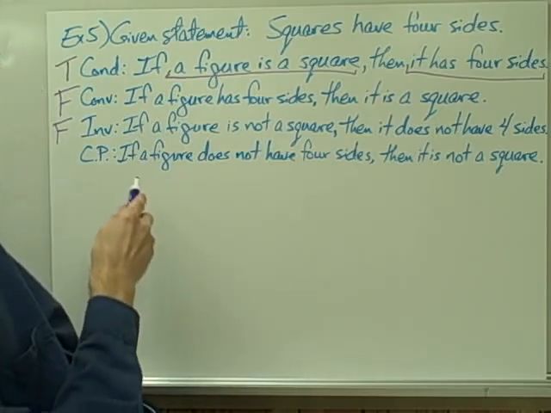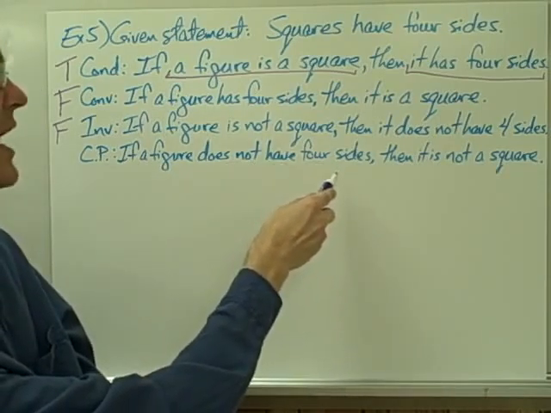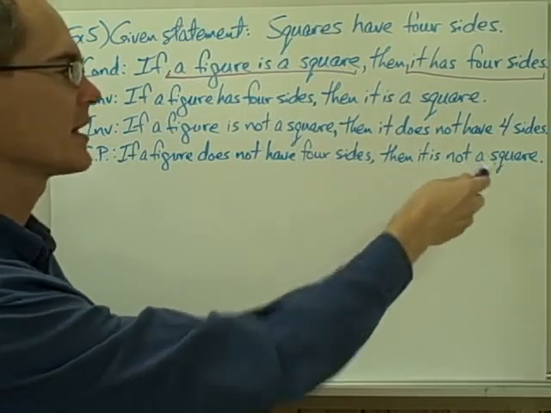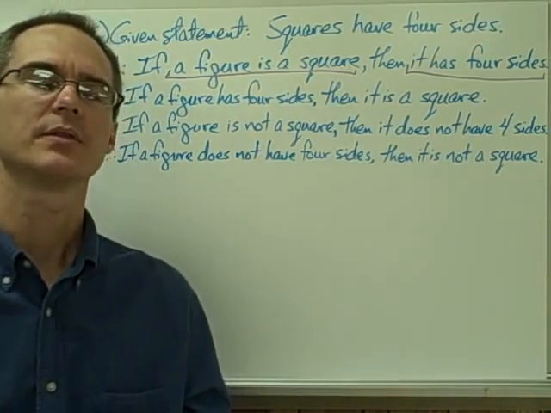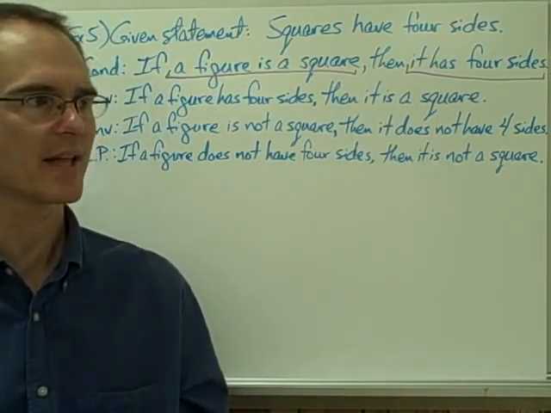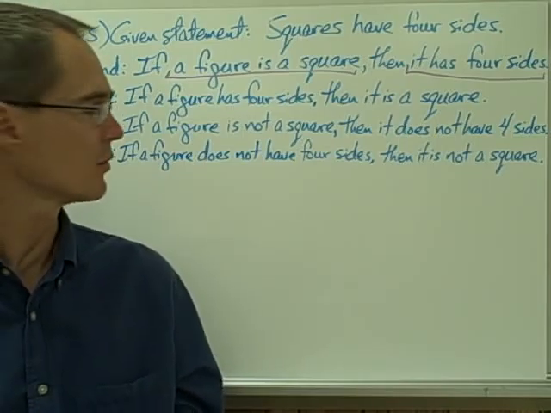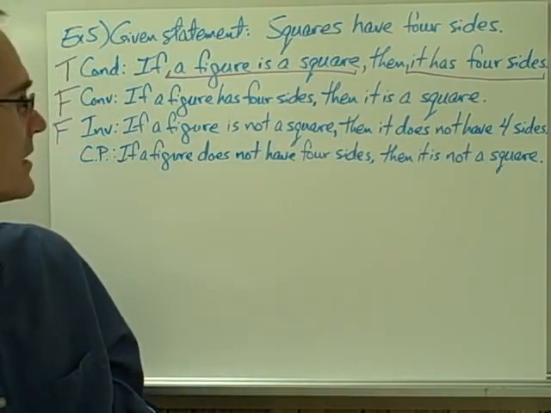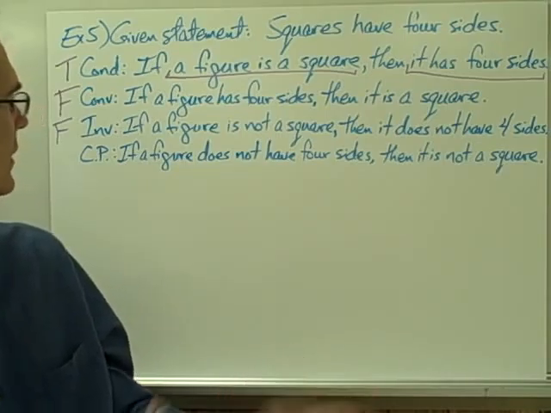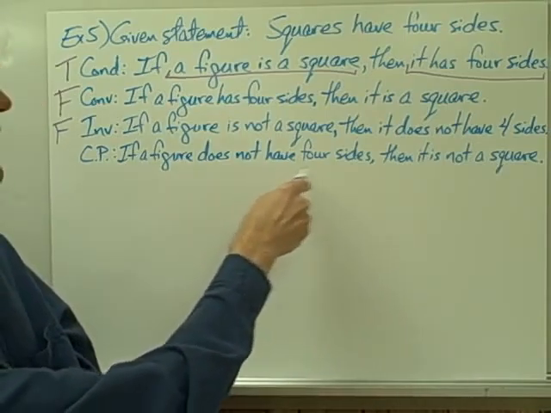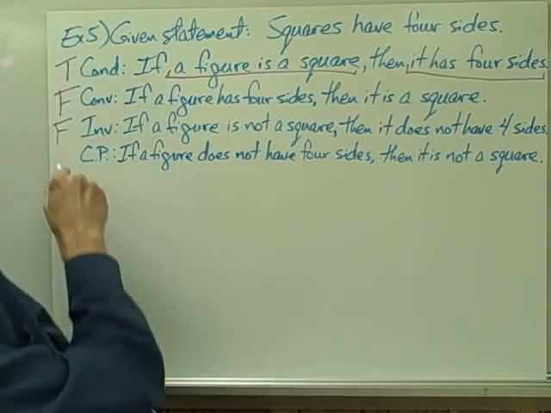Finally, the contrapositive. If a figure does not have four sides, then it is not a square. Let's see, a figure that does not have four sides would be, say, a triangle. That's not a square. Pentagons don't have four sides. Yeah, that's got to be true. If a figure does not have four sides, it can't be a square.